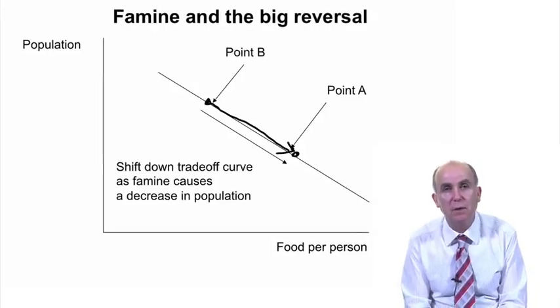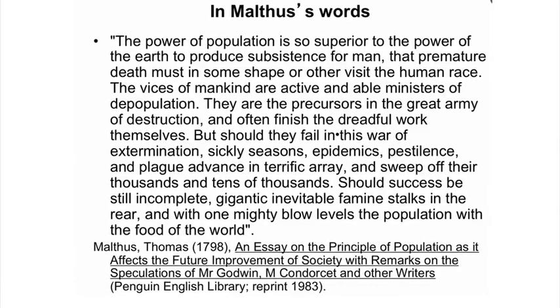Now, like many great economists, Malthus was a wonderful writer, and so it's worthwhile quoting him on what he thought this adjustment mechanism was. Malthus said, "The power of population is so superior to the power of the earth to produce subsistence for man that premature death must in some shape or other visit the human race. The vices of mankind are active and able ministers of depopulation. They are the precursors in the great army of destruction and often finish the dreadful work themselves. But should they fail in this war of extermination, sickly seasons, epidemics, pestilence and plague advance in terrific array and sweep off their thousands and tens of thousands. Should success be still incomplete, gigantic inevitable famine stalks in the rear and with one mighty blow levels the population with the food of the world."